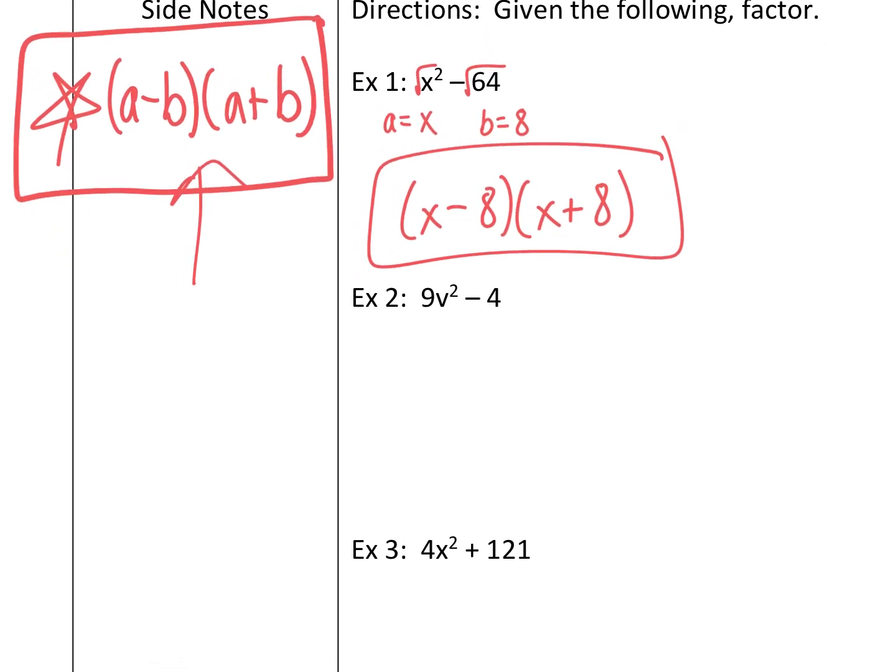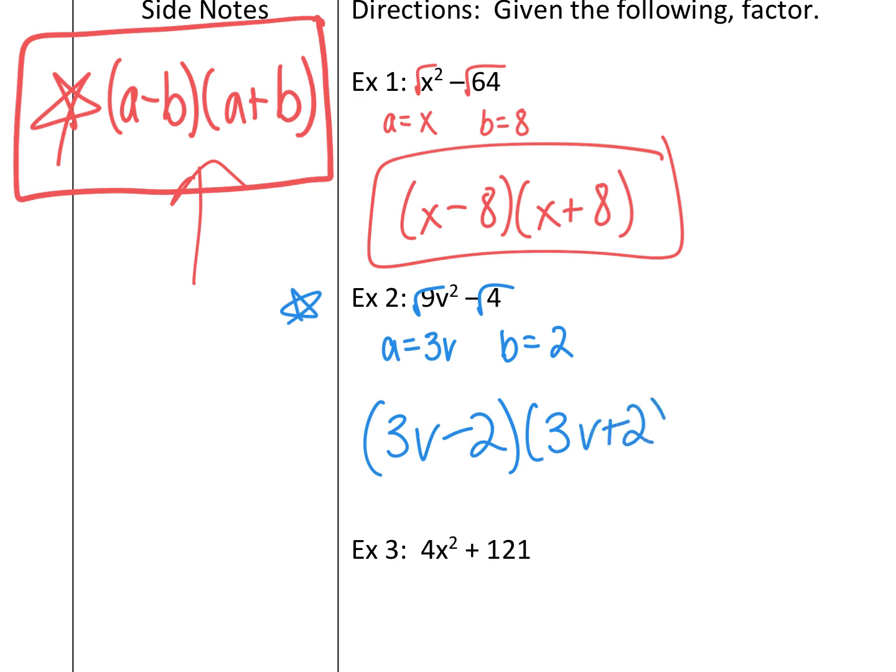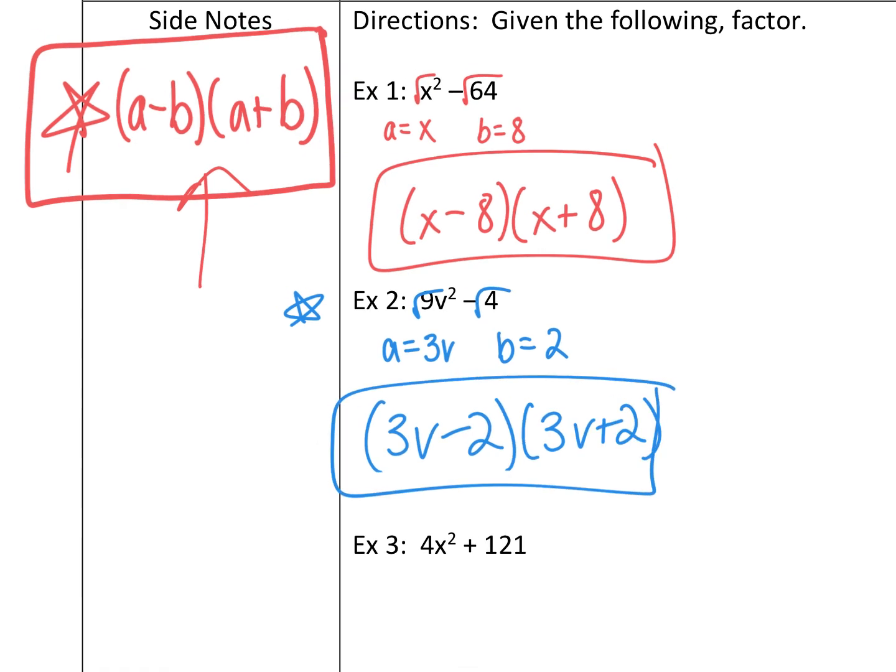Pause the video. I want you to try number 2. We tried to take out a GCF. They did not have one. We ask ourselves, do we have two terms, a subtraction sign in the middle, and are they perfect squares? They sure are. The square root of 9v squared would be 3v. The square root of 4 would be 2. So you should have put 3v minus 2, 3v plus 2. That's my final answer.